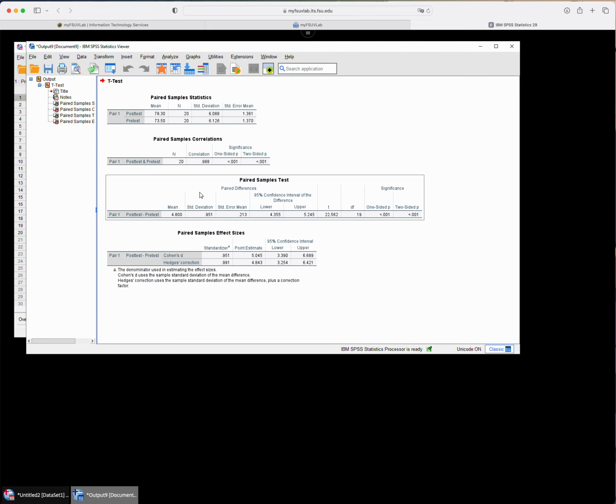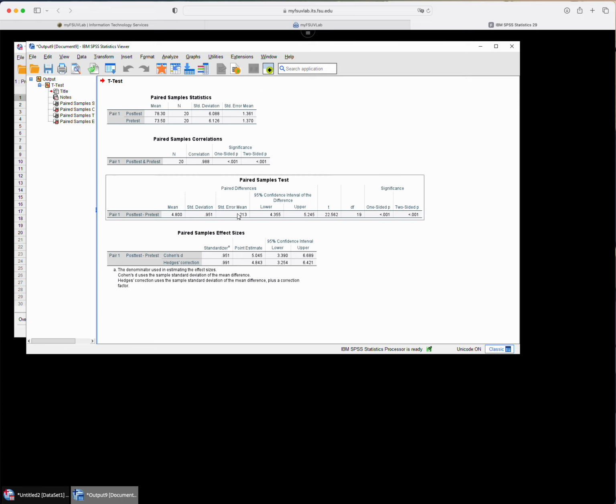Then we get to the results. Again, this one looks a little bit different. We don't have the Levene's test over here. We have post-test minus pre-test, which is what helps us see that mean difference. So if we took our post-test and we minused our pre-test, we know that post-test is higher. We're going to end up with a positive number. That's our 4.8, our mean difference.